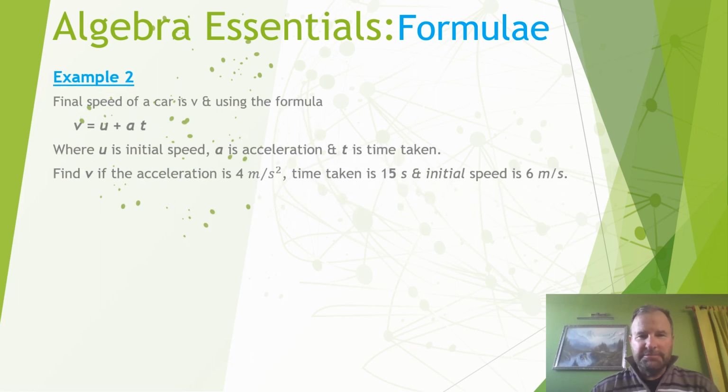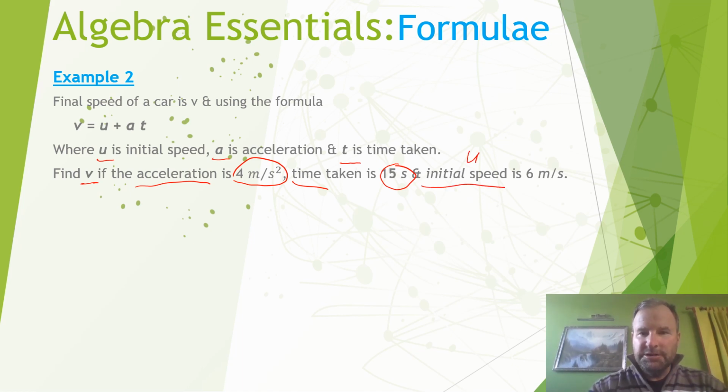On to the next example, number 2. We have the speed of a car using this formula for motion, V equals U plus AT. The U represents initial speed, so that's the starting velocity, A is acceleration and T is the time taken. We want to work out V in this question, which is the final velocity. In the question we're given acceleration, which is nice, 4 meters per second squared. We're given time, which is nice, 15 seconds, and the initial speed, which is represented by U, is 6 meters per second.